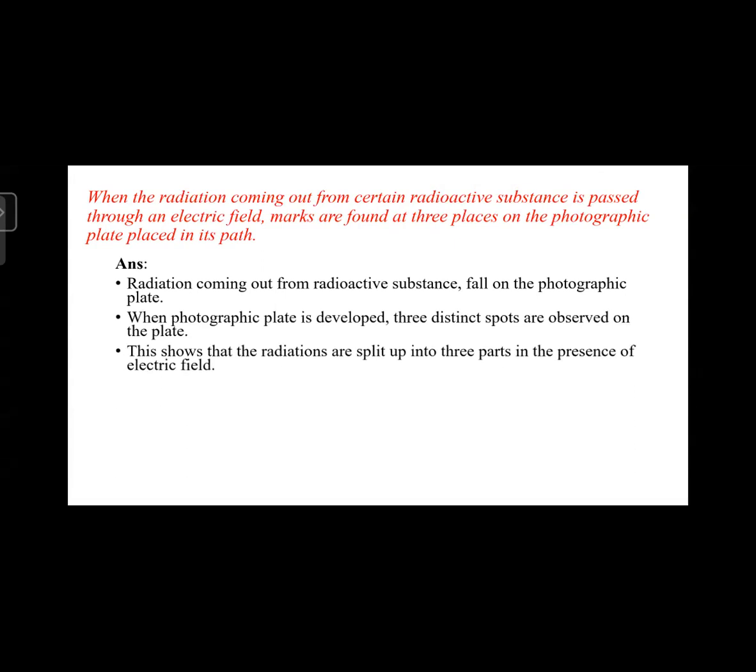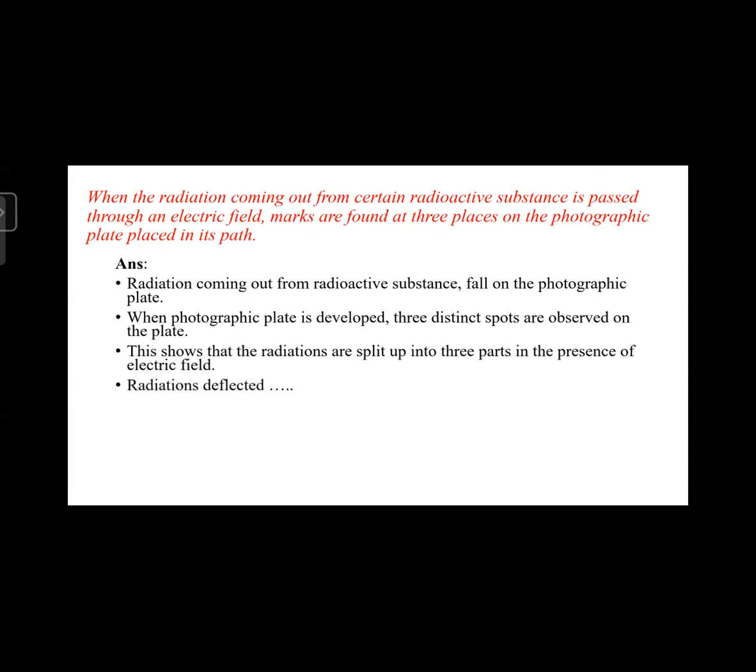When the radiation coming from a certain radioactive substance is passed through an electrical field, marks are found at three places on the photographic plate. Answer, the radiation coming out from the radioactive substance falls on the photographic plate. When the photographic plate is developed, three distinct spots are observed on the plate. This shows that the radiations are split into three parts in the presence of the electric field.